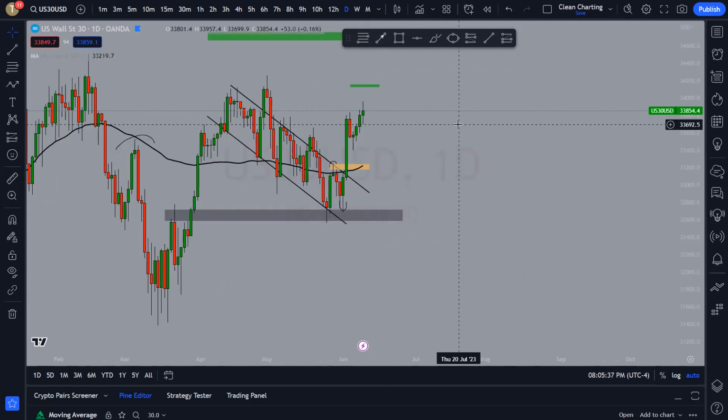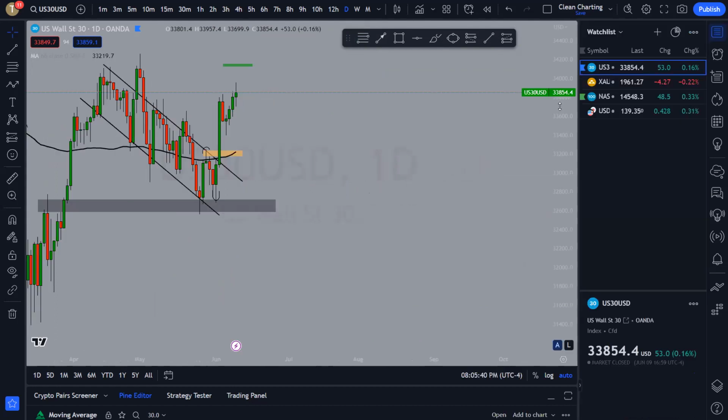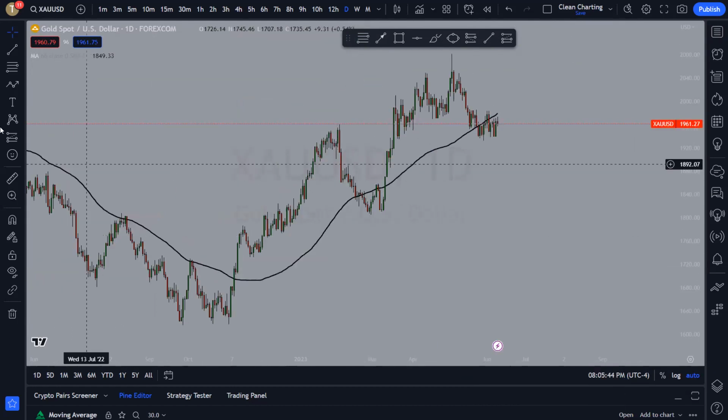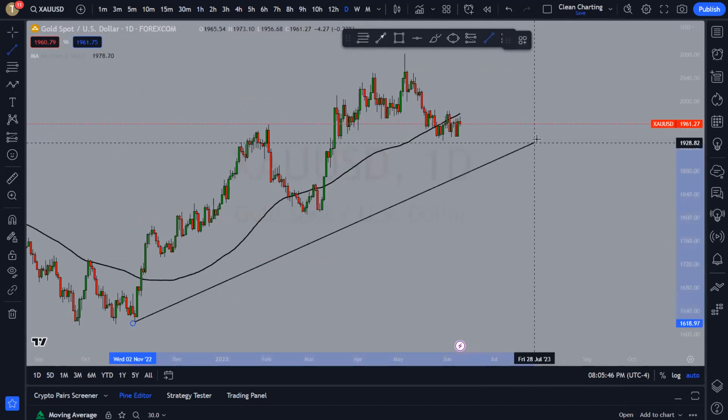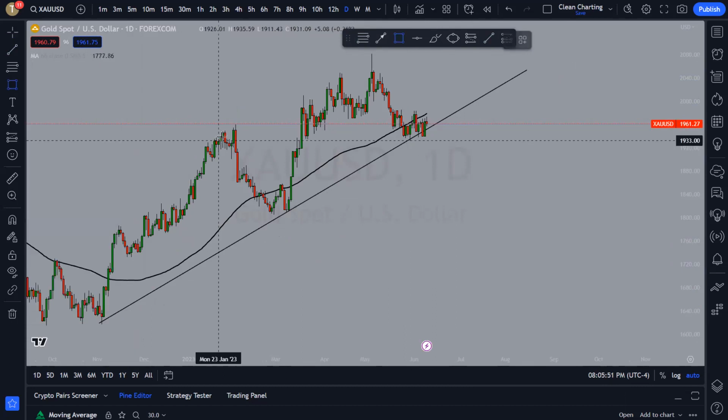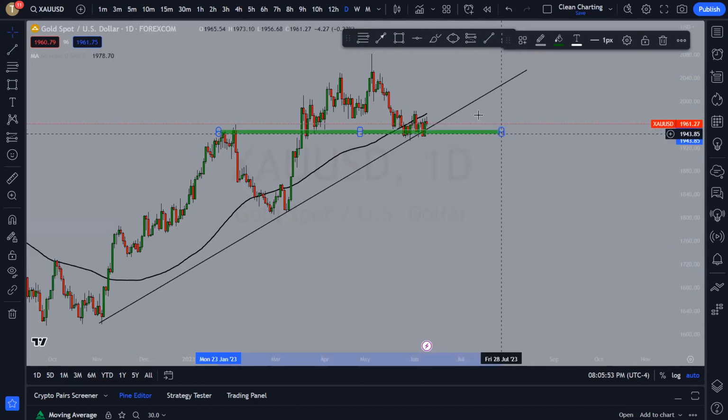All right, so next pair, we're going to go to gold. As you can see, gold here. I'm just going to clear the chart, go again. Currently we're here at, as I said, the same trend line that we do have, just a waiting game to see what is happening. We're currently at a strong level of support, resistance turned support.